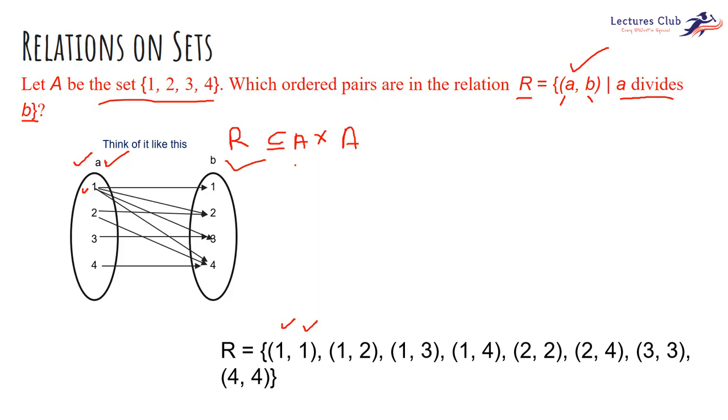If we write A cross A, we will get 16 ordered pairs. Here we are only writing 1, 2, 3, 4, 5, 6, 7, and 8 ordered pairs. I hope you understand the concept of relations and how we can represent a relation graphically and how we can denote the elements within a relation.